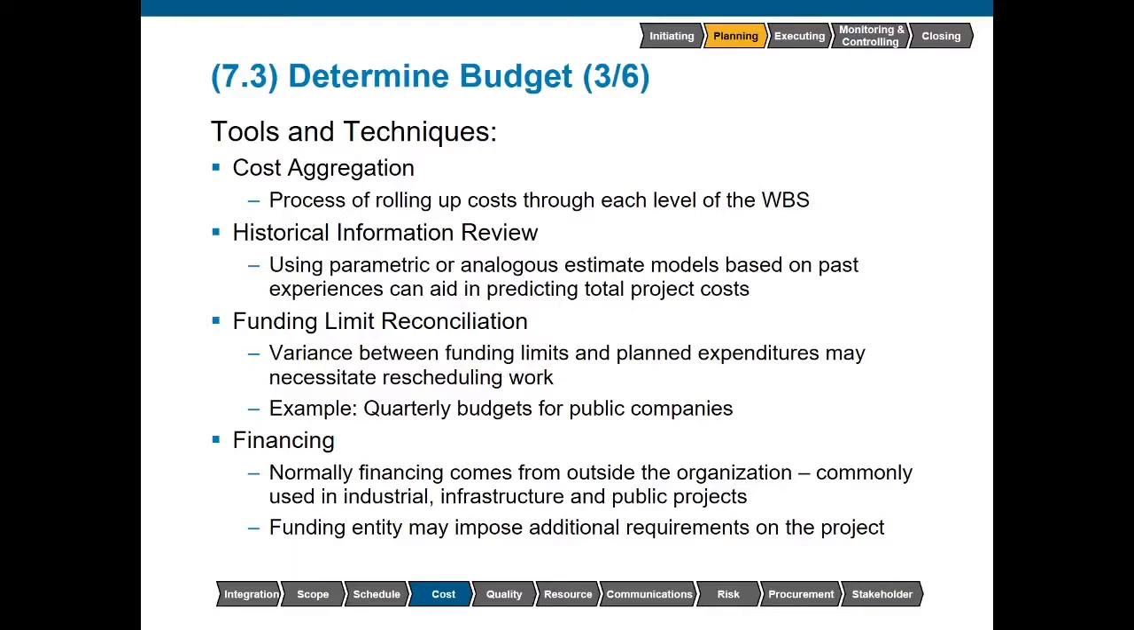When we talk about financing, typically this is money coming from outside of our organization. When we see this in very large scale projects, think about especially small townships, how they will float a bond to perhaps renovate a school or build a new track or whatever else it may be. Now, when you take money from another organization, you obviously are introducing further stakeholders, and that funding entity may impose additional requirements on the project.